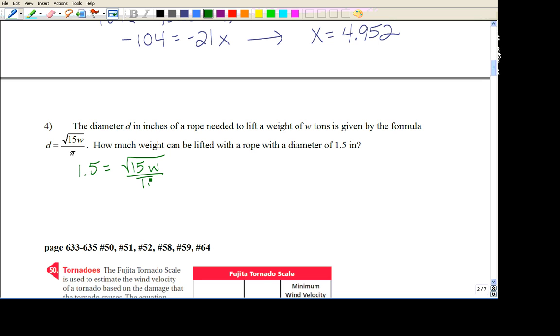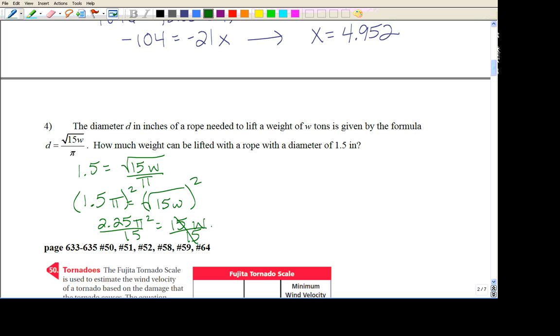So to solve for W, I'm going to start out by multiplying both sides by pi. So I get 1.5 pi equals the square root of 15W. Now I'm going to square both sides. Make sure you're squaring the whole thing and distributing the square to both parts. So that way you get 2.25 pi squared equals 15 times W. And then we'll divide both sides by 15 to get W by itself.